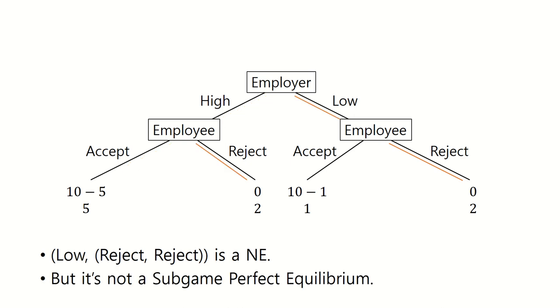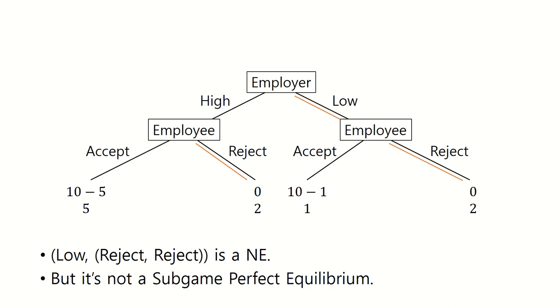But there is another Nash equilibrium which is less plausible. Let's look at this. In this Nash equilibrium, the employer offers low wage and the employee rejects the offer no matter what. This is a Nash equilibrium because no one has an incentive to deviate from this. You can check it by yourself.